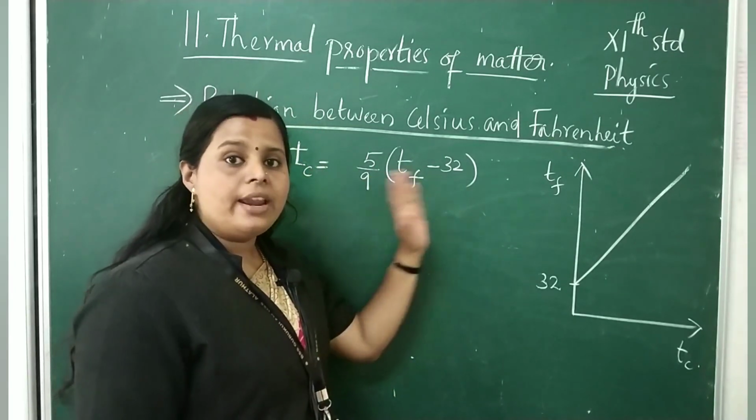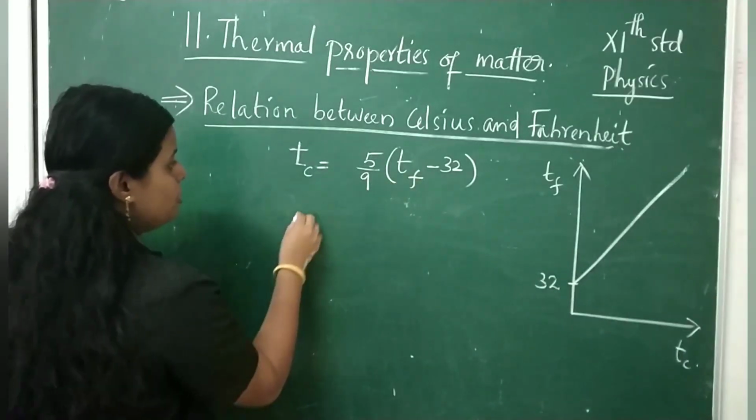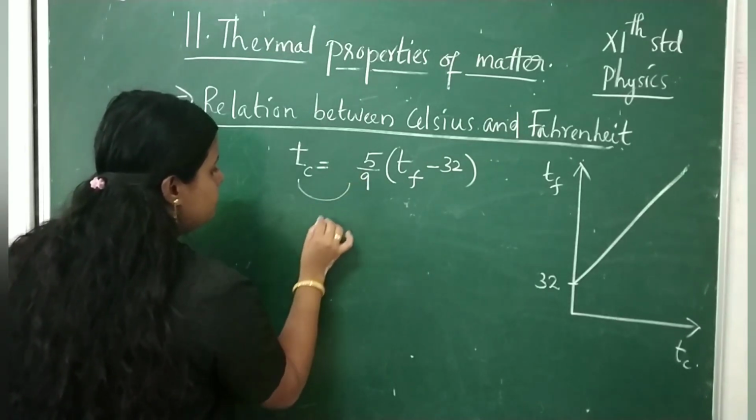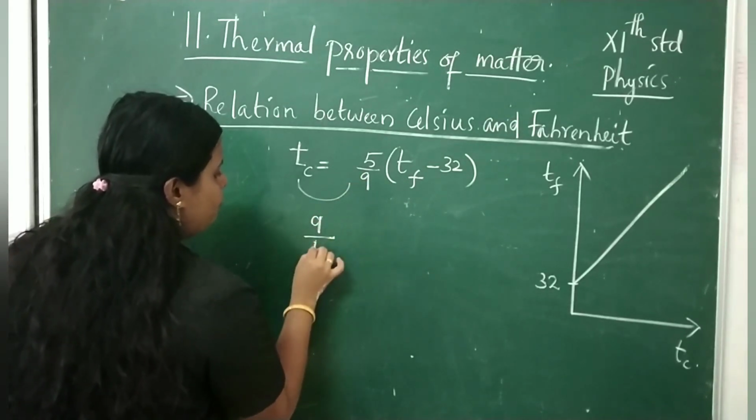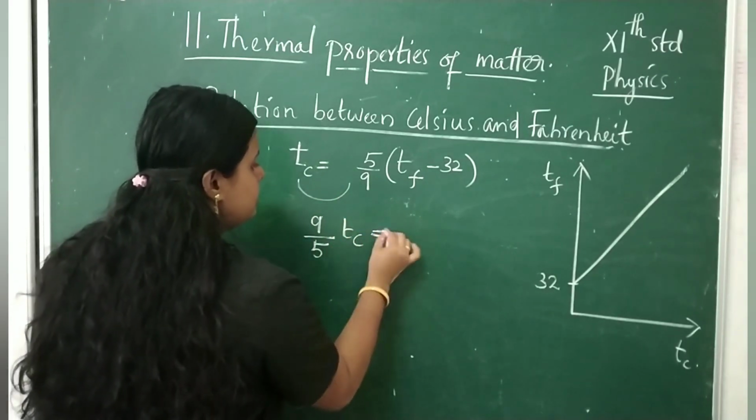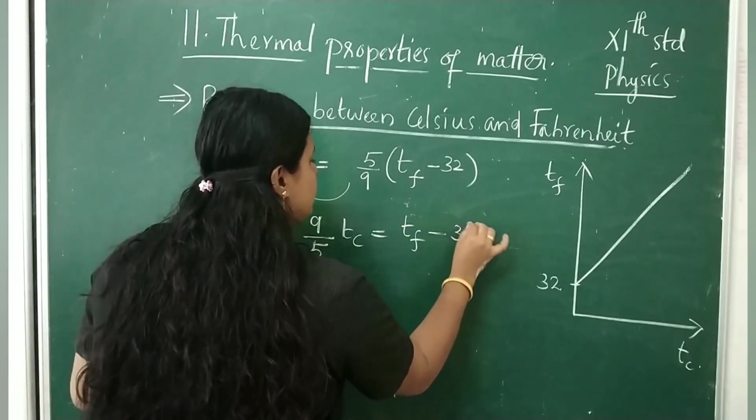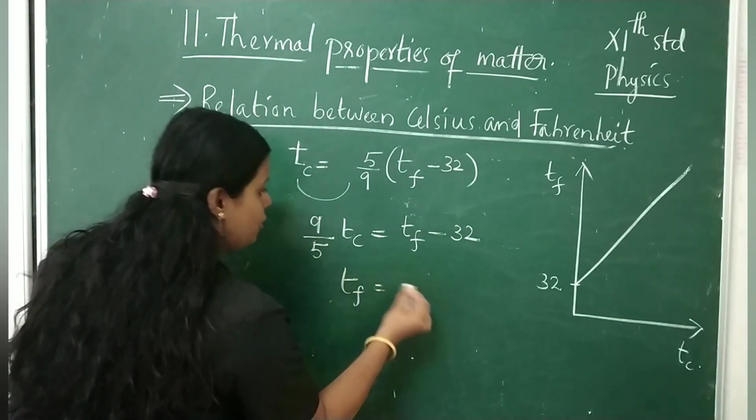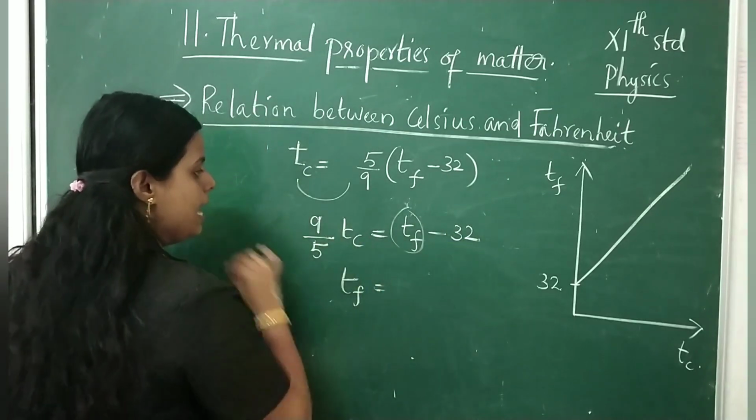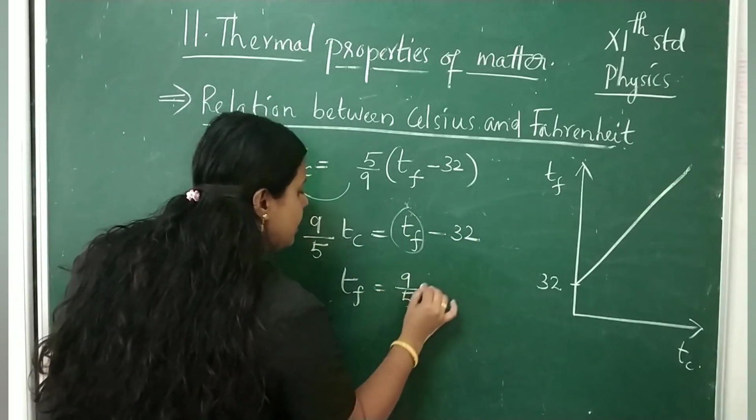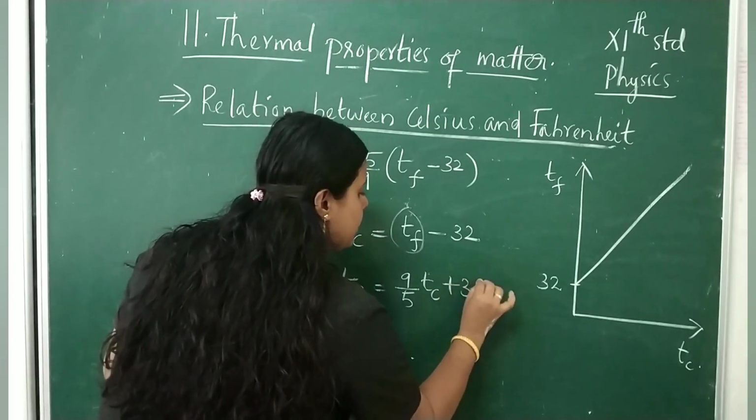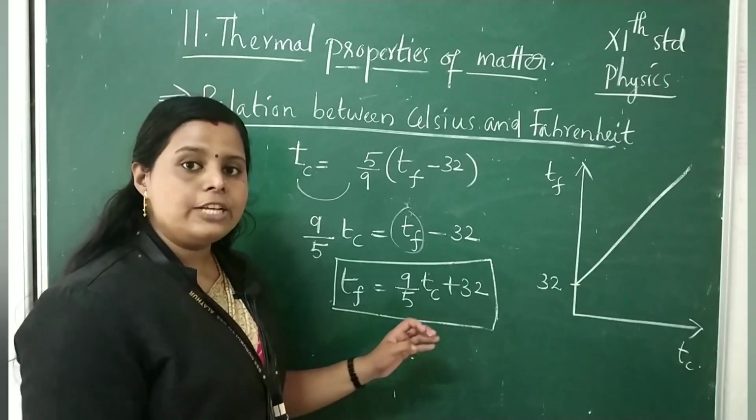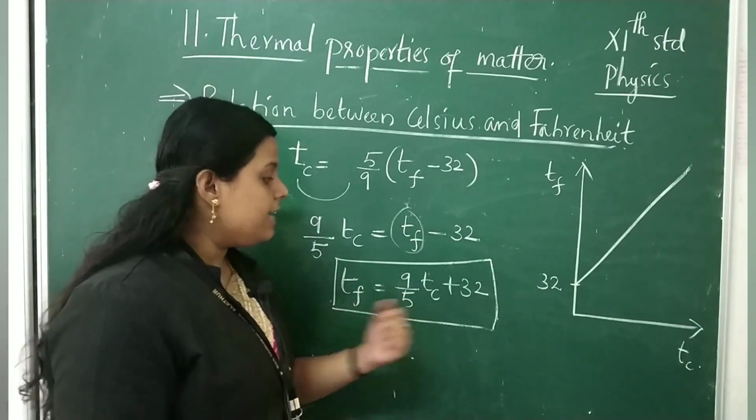Now let's rearrange this expression. From this expression, if we take 5/9 to the LHS, this equation becomes 9/5 into Tc, that is equal to Tf minus 32. Or from this we can write Tf is equal to, keeping Tf here and taking minus 32 to the LHS, this will become 9/5 Tc plus 32. So we got a relation like this.